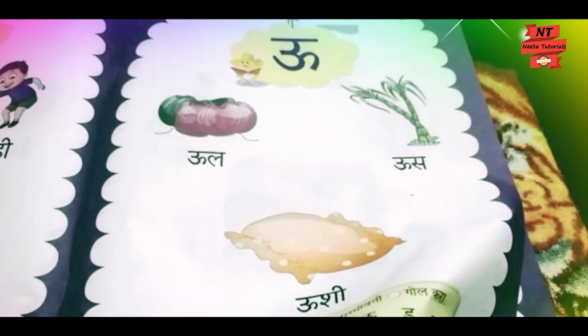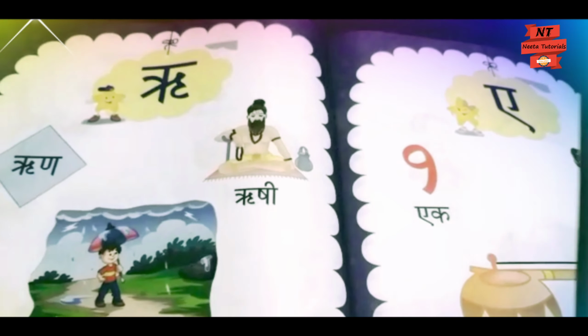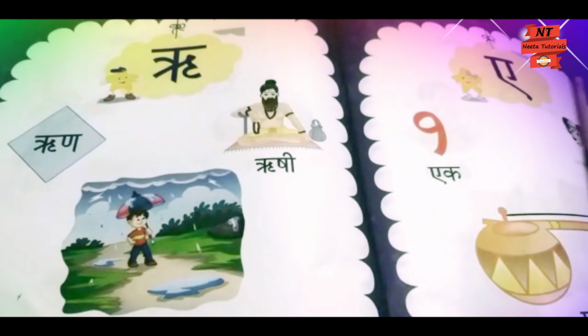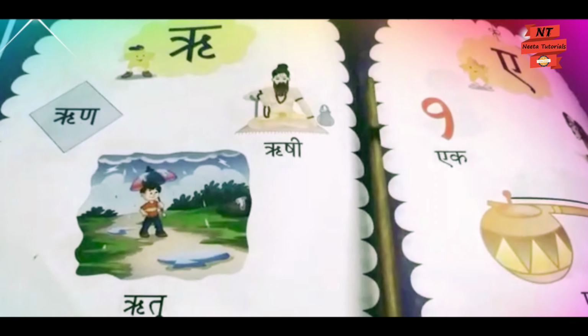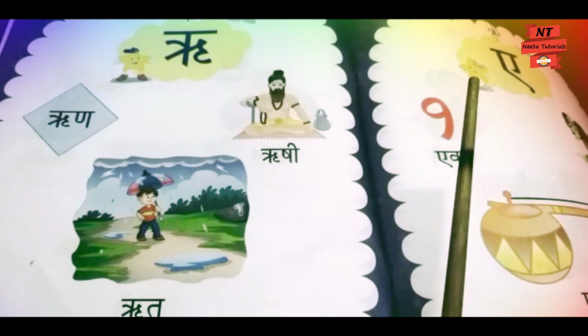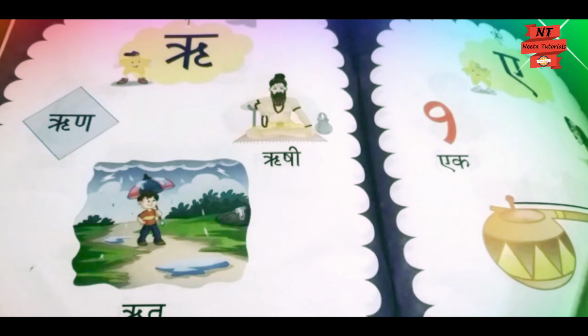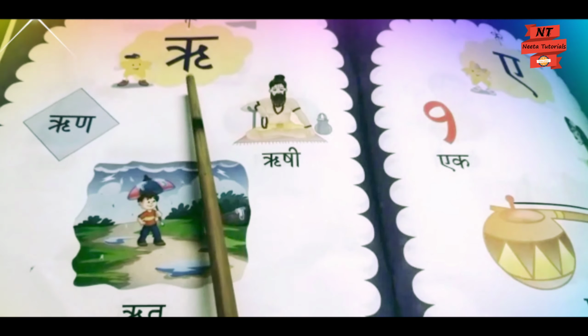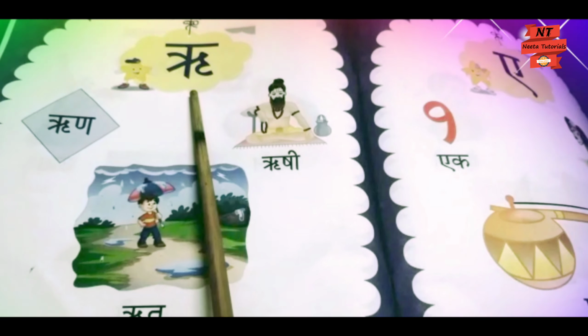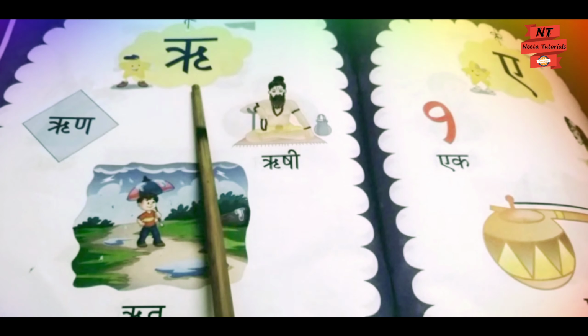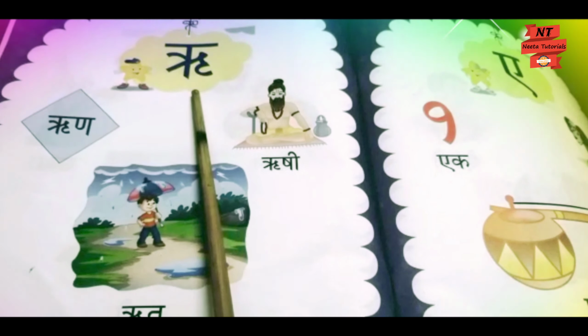Next we will go to the new akshar, the new swar, that is Ru. This is the new swar which you are learning, which you had not learned in first standard, but now you will learn in second standard. This akshar, this swar is called as Ru. Okay, it is pronounced as Ru.